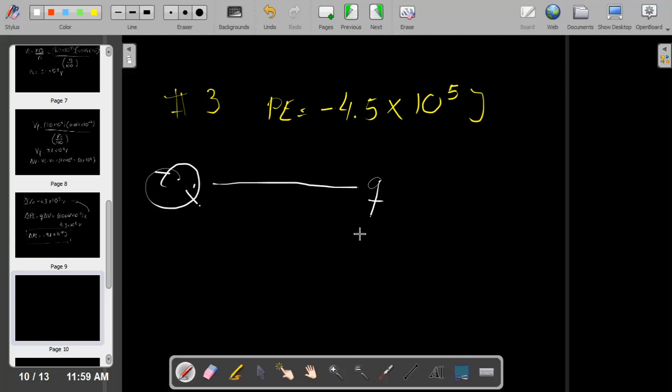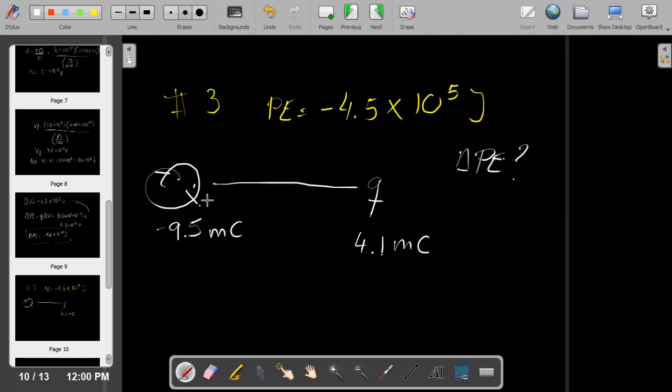The moving charge has a value of 4.1 millicoulombs. So everybody notice that this is incorrect. You need coulombs. So we're going to have to change the units by multiplying by 10 to the minus 3. The stationary charge, according to our problem, has a value of negative 9.5 millicoulombs. They're asking for the potential energy. So our question is going to be the change in potential energy. That's our question.